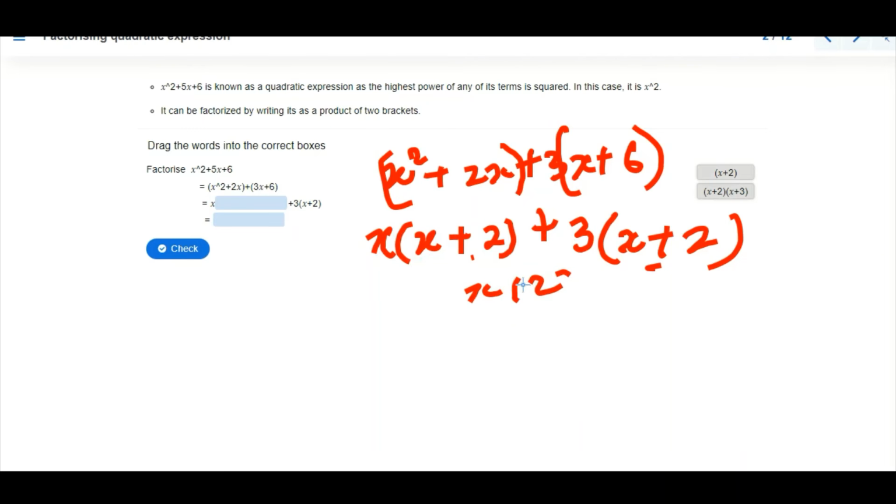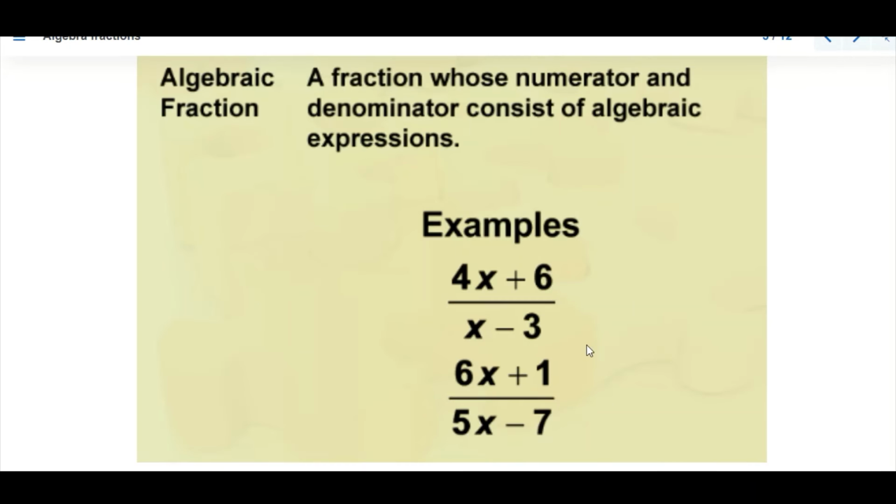So we have x plus 2, x plus 2 and x plus 3, and that is the solution to the given problem that we have. So we can easily drag the answer to each box, and this leads us to the next slide that we have here.